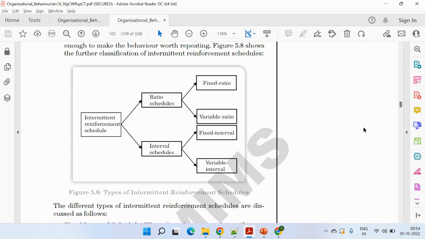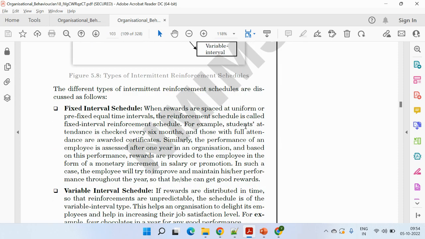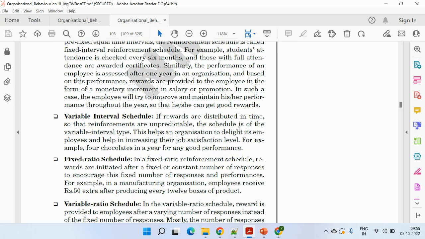Then the next part is the schedule, whether it's a ratio schedule or an interval schedule: fixed ratio, variable ratio, fixed interval, variable interval. Fixed interval, as the name suggests, is on a timely basis, and after 2 months or after 3 months you reward the employees. Variable is not fixed. Maybe you reward him today, after that he has to wait 3 or 4 months, then maybe a year, and after that maybe within 2 months. So it's a very variable one.